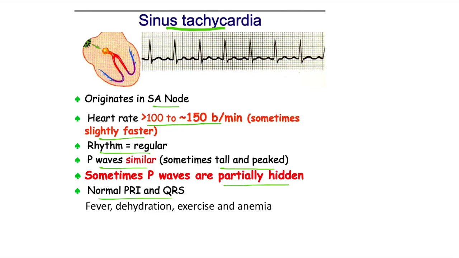Causes of sinus tachycardia include fever, dehydration, exercise, and anemia. This picture shows an ECG of sinus tachycardia. As you can see, the heart rate is increased.